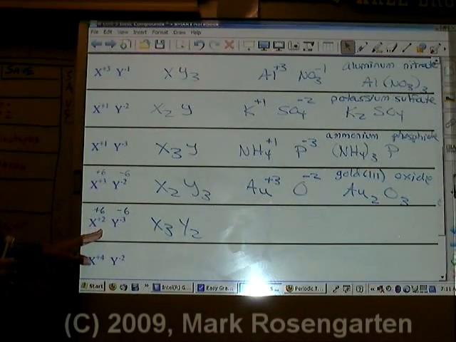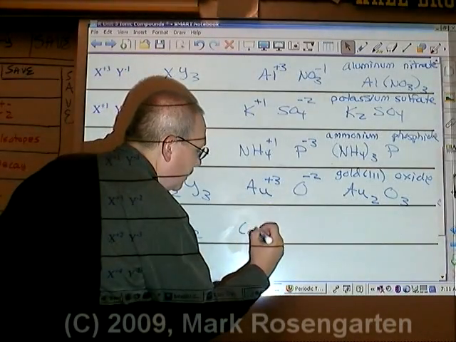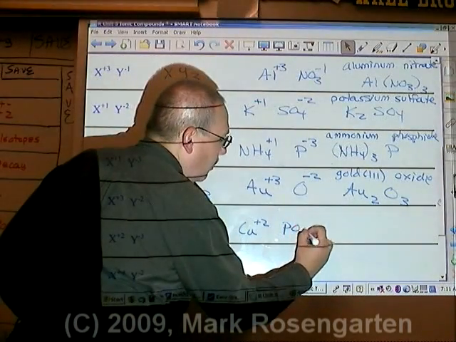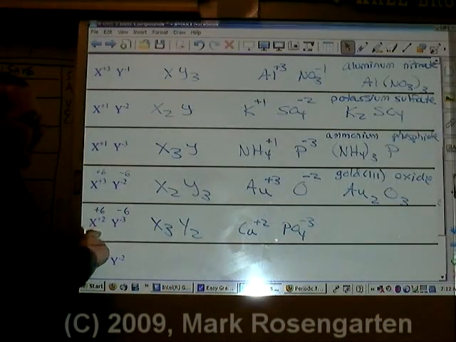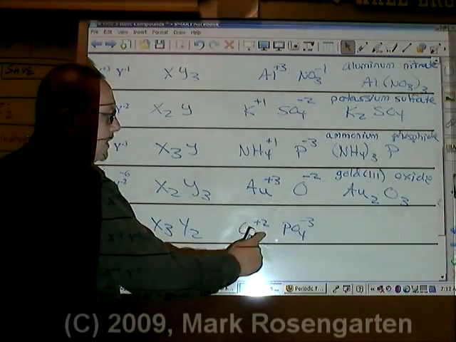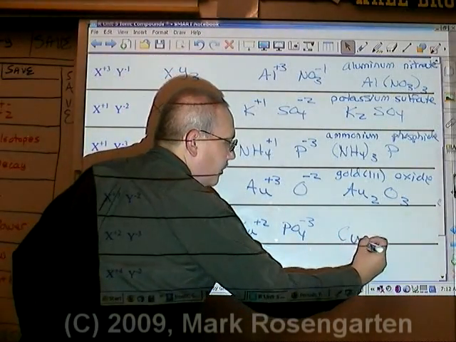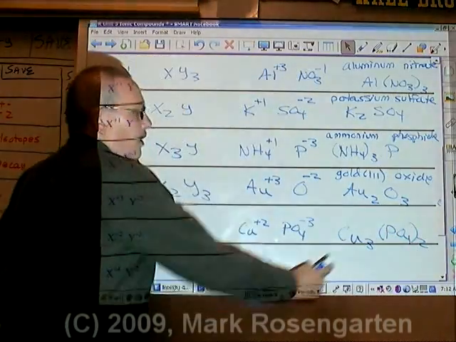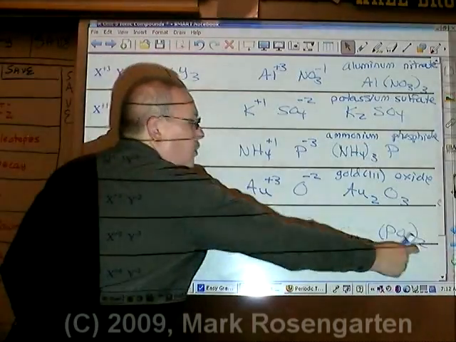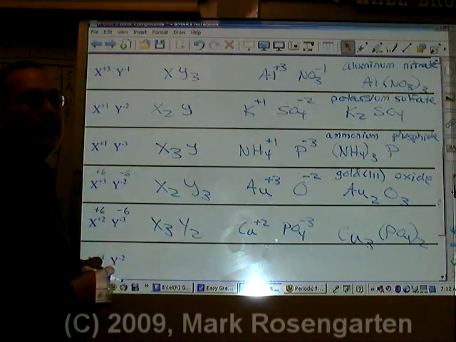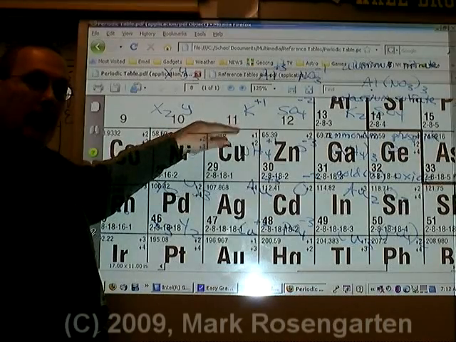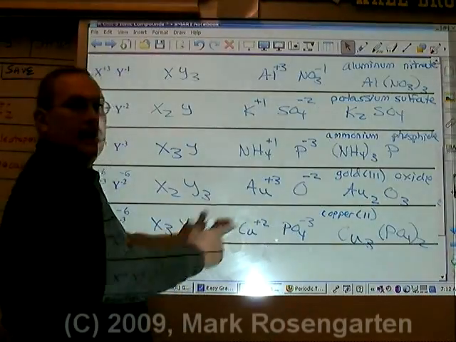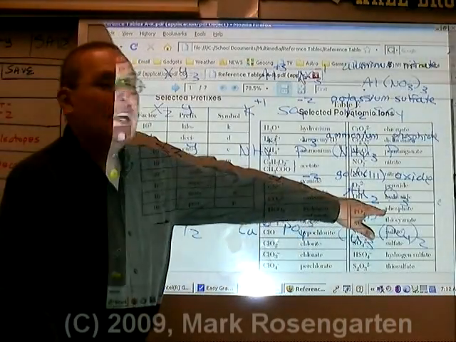Let's suppose we have X +2, and that's copper, Cu +2. And for Y -3, we'll use phosphate, PO4 -3. 2 times 3 is 6, so we're going to need 3 coppers and 2 phosphates. 3 times 2 is 6. 2 times 3 is 6. Our formula is written. Copper has 2 charges listed, 1 and 2. This is the +2 version, so this is called copper 2. And PO4 is called phosphate.